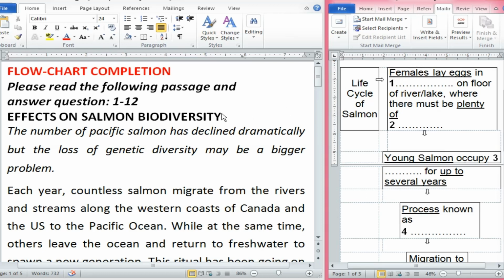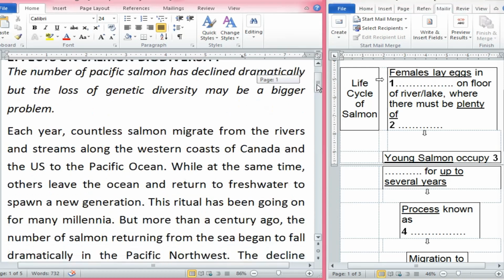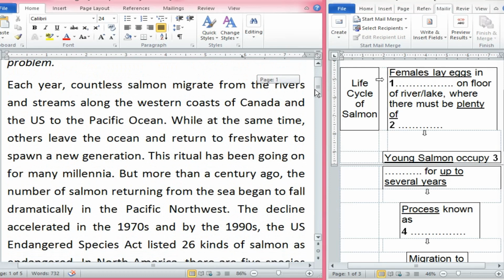And what we are searching in the passage is simply whether there is anything mentioned which is related to female lay eggs. So let's go through the passage. So here is the passage. I will start reading it. What I'm searching, always keep in mind, is female lay eggs.